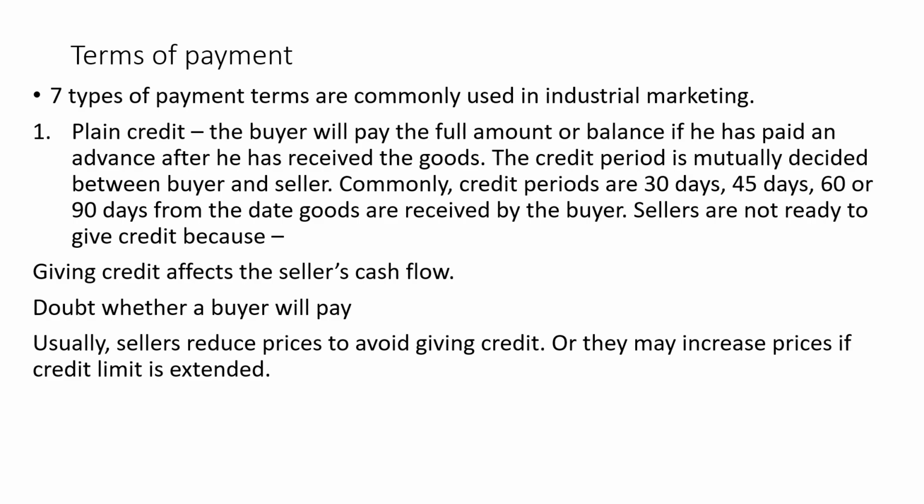So to avoid this credit, the seller will reduce the price so that he will avoid giving credit to the buyer, or he will increase the price if the buyer extends the credit period. If the buyer extends the credit period, say from 60 days to 90 days, or from 30 days to 90 days, then the seller will increase the price. So this is one term of payment which is used in industrial marketing.